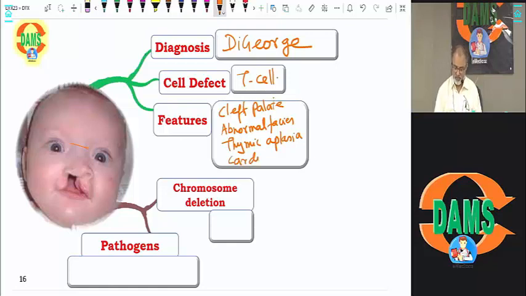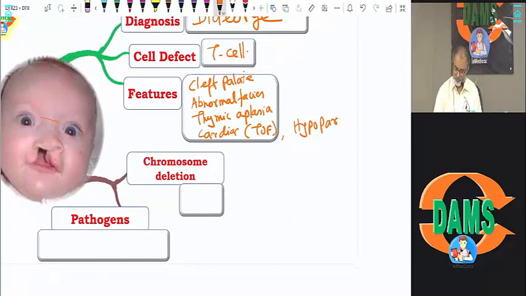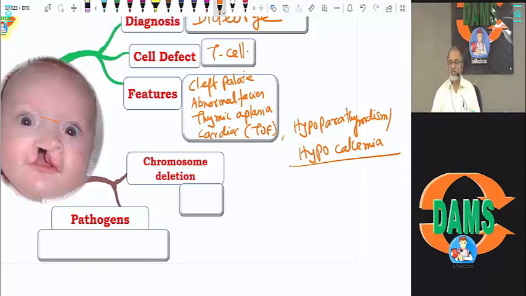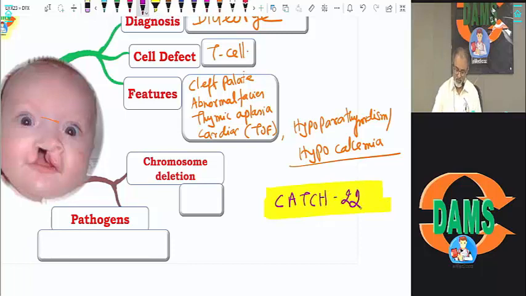Cardiac defect like tetralogy of Fallot, and hypoparathyroidism or hypocalcemia. Hypoparathyroidism, hypocalcemia. What is the mnemonic? It's called CATCH 22. What does the 22 stand for? Excellent. Chromosome deletion is 22q11.